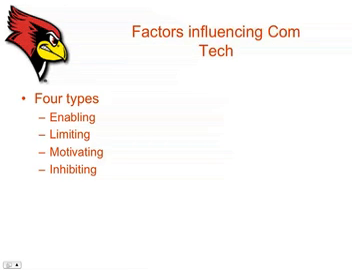Next, we'll look at 4 factors influencing communication technology. The 4 types are enabling, limiting, motivating, and inhibiting. Enabling factors are factors that make things possible. So the fact that you have a broadband internet connection is an enabling factor that makes it possible for you to take this class.